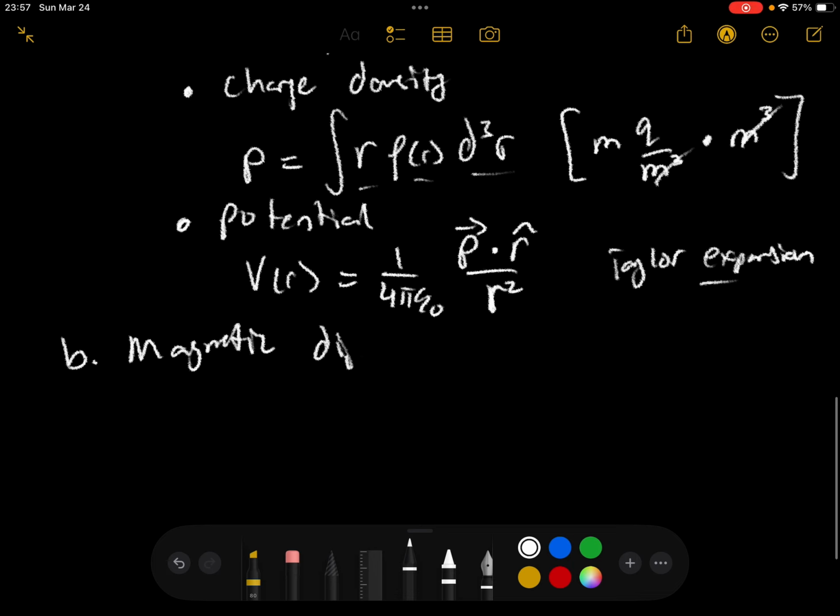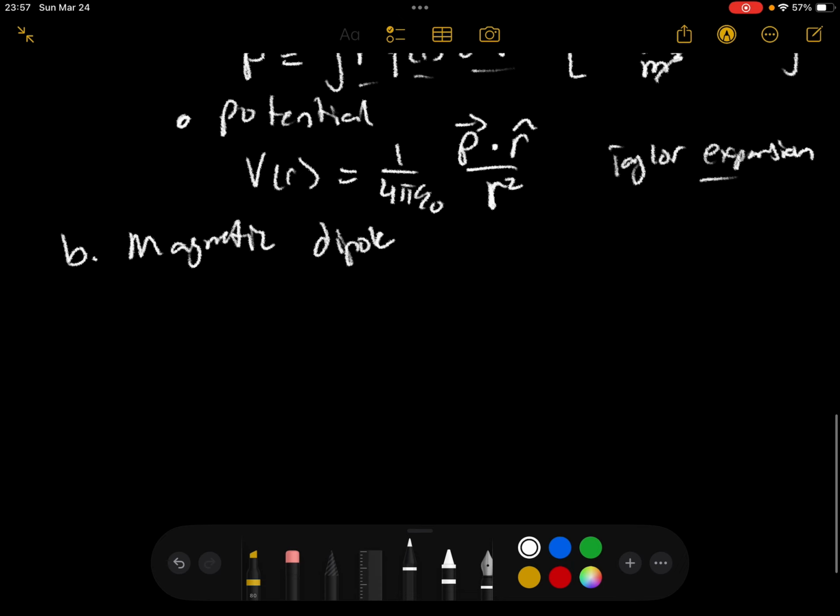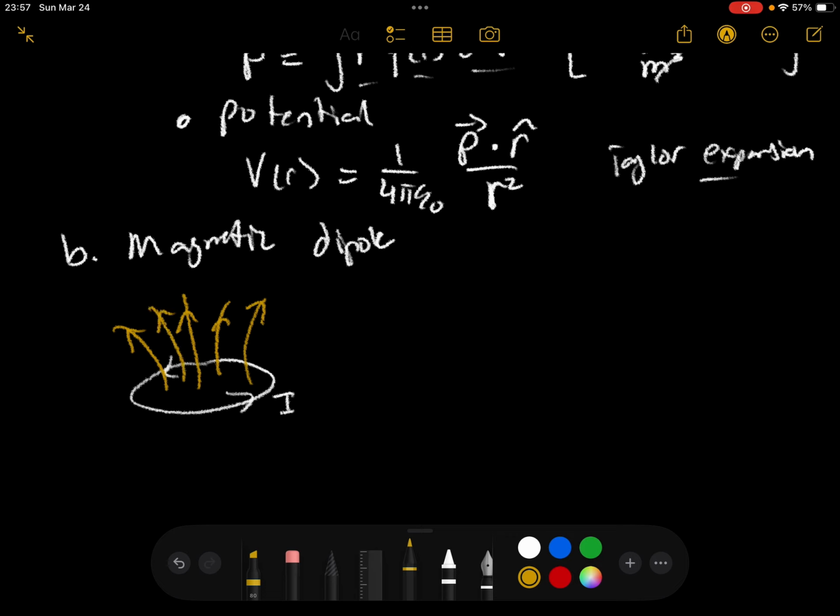But looking at the magnetic dipole, we can see for this that, let's just say we have some current traveling at I. We will also see some field lines, and then they'll flip back around and stuff like that.